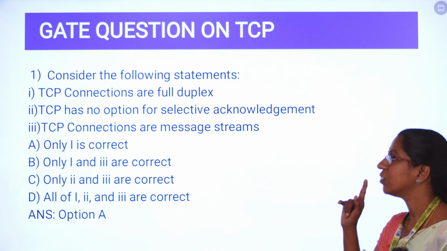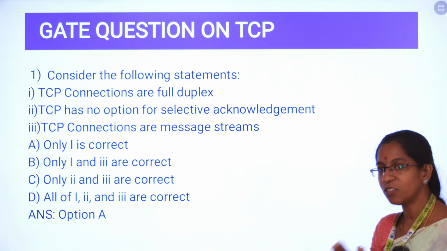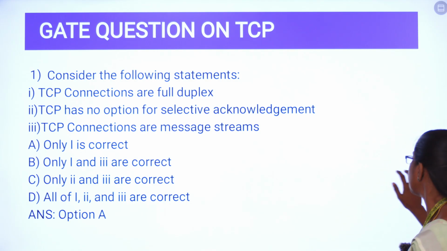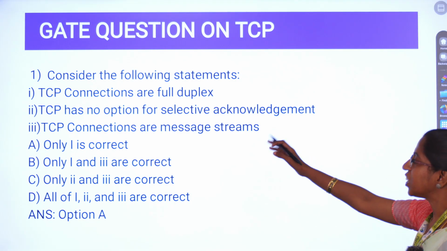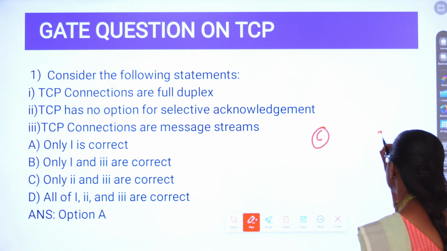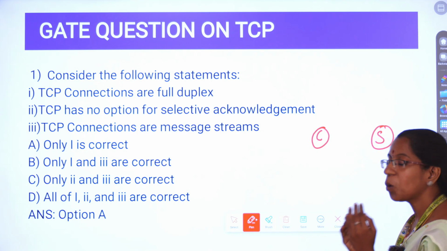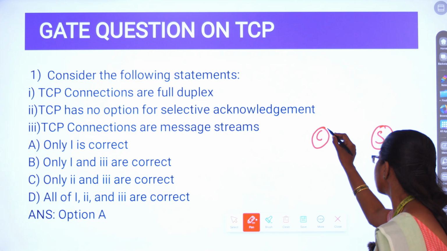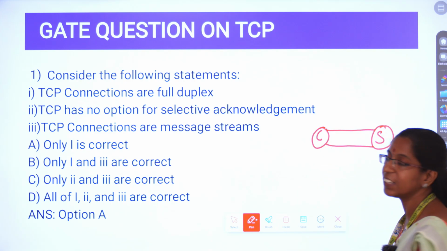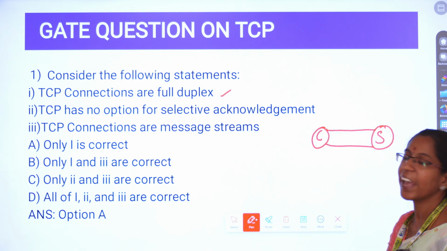Option A, only one is correct; B, C and D are the other options. In this question, all of it is very well known. TCP connections are full duplex, so option A is the right answer. Full duplex means that once a connection is created between client and server, at the same time the client can send data to the server as well as the server can send data to the client. So it is called full duplex. Option A is our right answer.